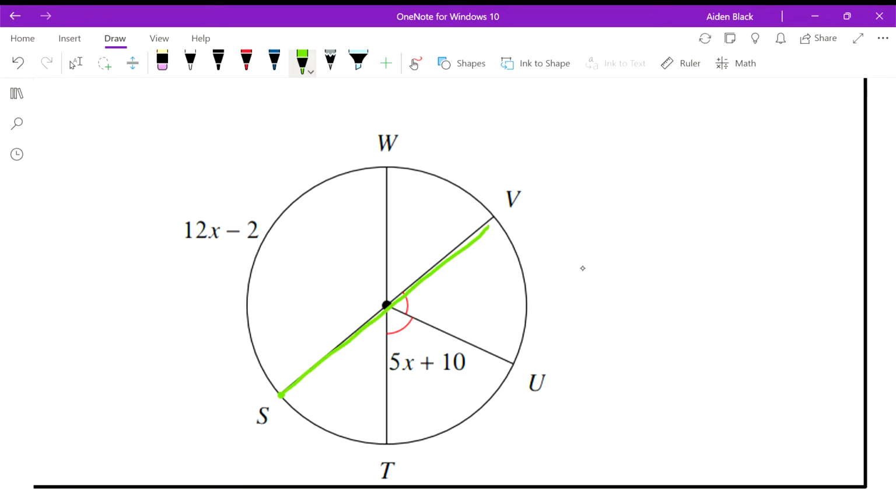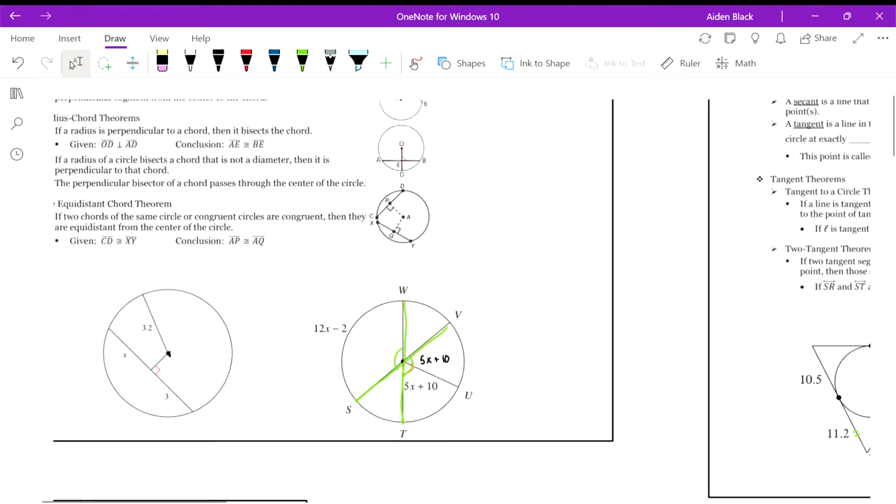These are both diameters, which means they're just straight lines, so when they cross, they create congruent angles by the vertical angles theorem. So you know that these two angles, 5x plus 10 and 5x plus 10, equal 12x minus 2. So you can set up an equation like that.